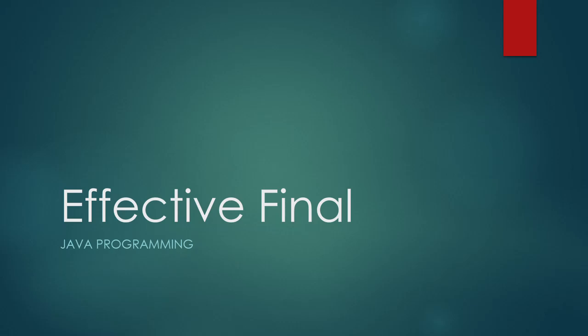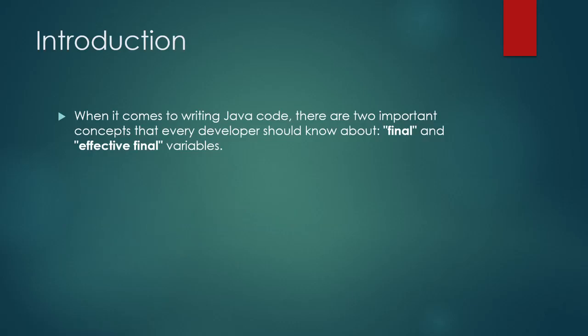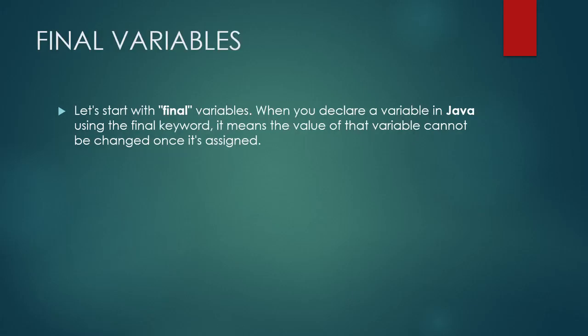Let us move on. In the introduction, we all know there is a final keyword and there is an effective final keyword. These two are important, and so is why they were created, especially effective final. In general, what is a final variable? If you declare a variable in Java as final, the value cannot be changed. When you assign a value and then try to reassign it, we will get an error. It is as simple as this.